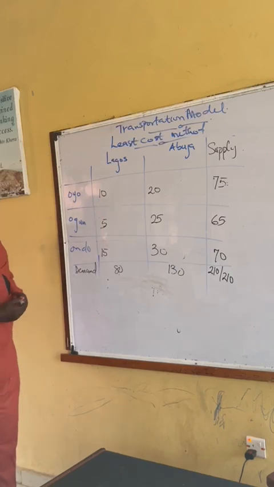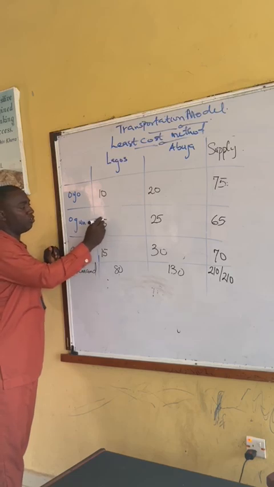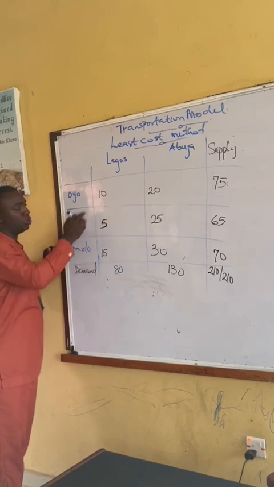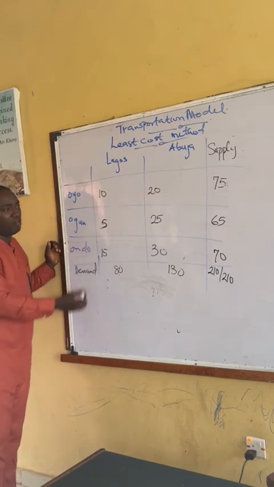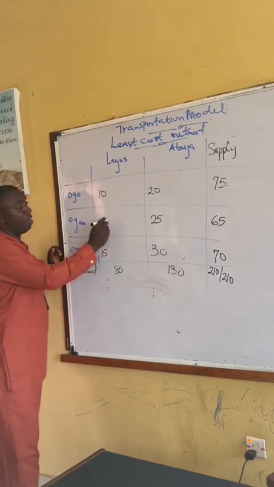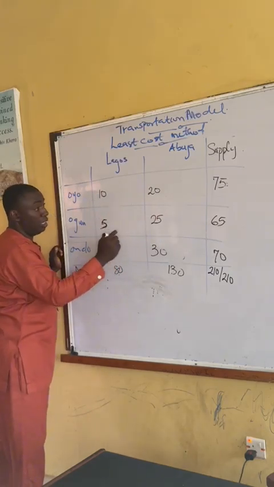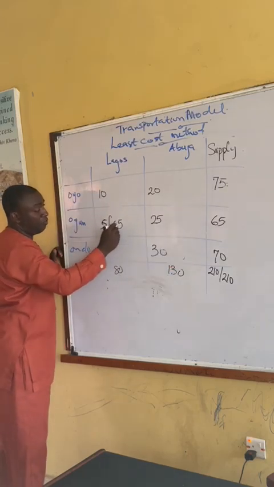Now, from this problem, the least cost of transporting is from Ogun to Lagos, and that is 5 naira, as we have it here. Then that is the first thing you're going to pick. The question, you have it as now. The supply is what? Is 65 in this column. And that is what? You pick 65.